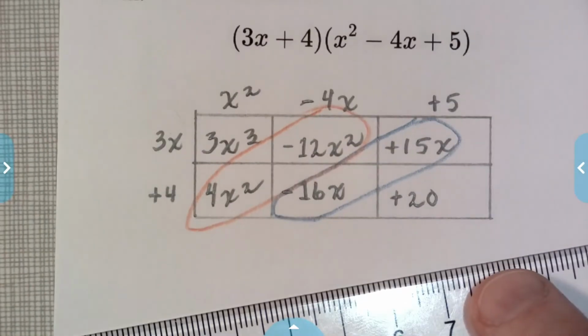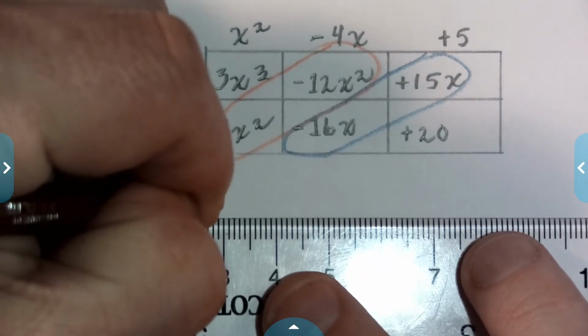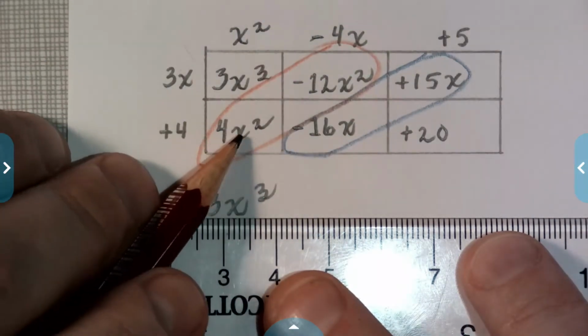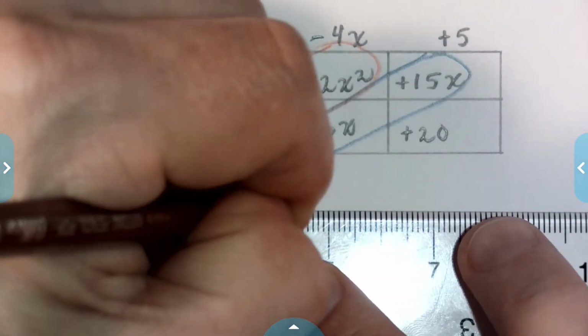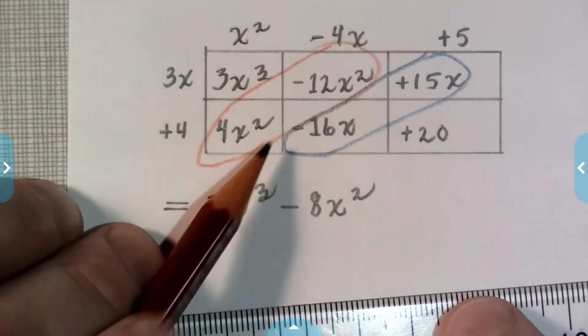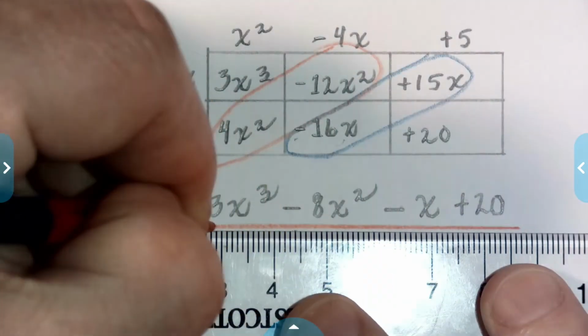Okay. So let's start by writing our cubic term, 3x cubed. Okay, so 4x minus 12. All right, so it's really negative 12x plus 4 puts me at negative 8x squared. Now I've got negative 16x plus 15x gives me minus x plus 20. All right, put that in the box.